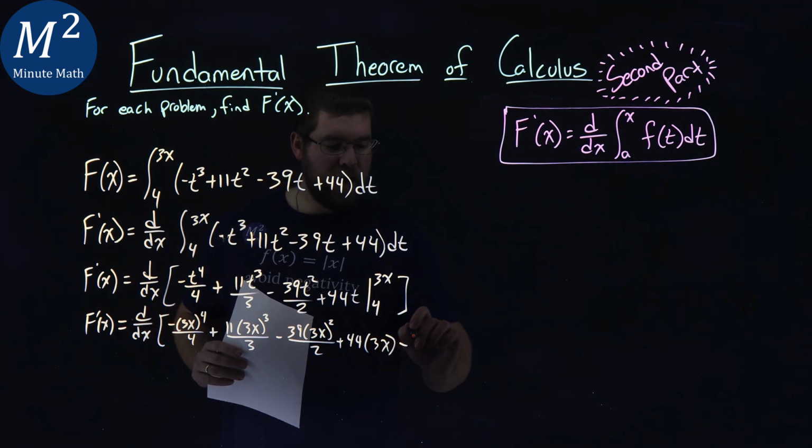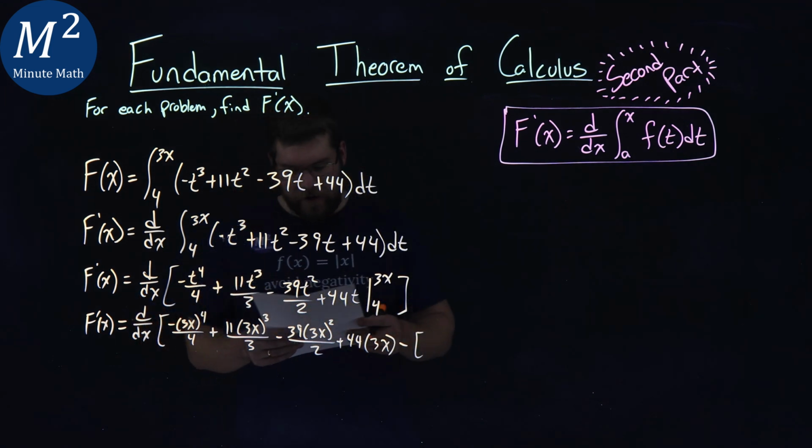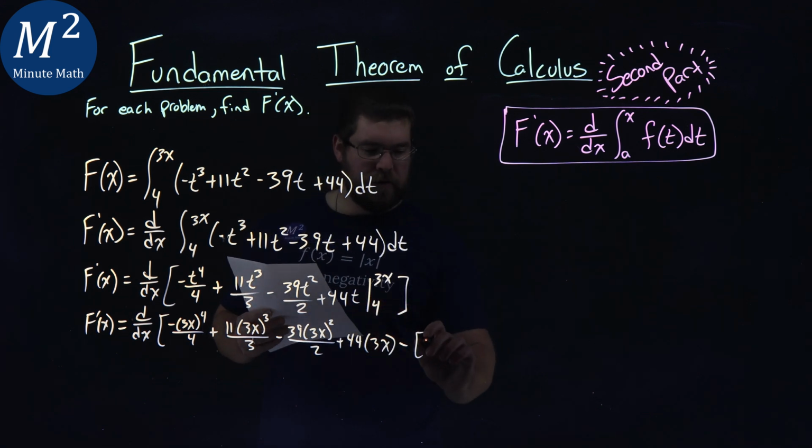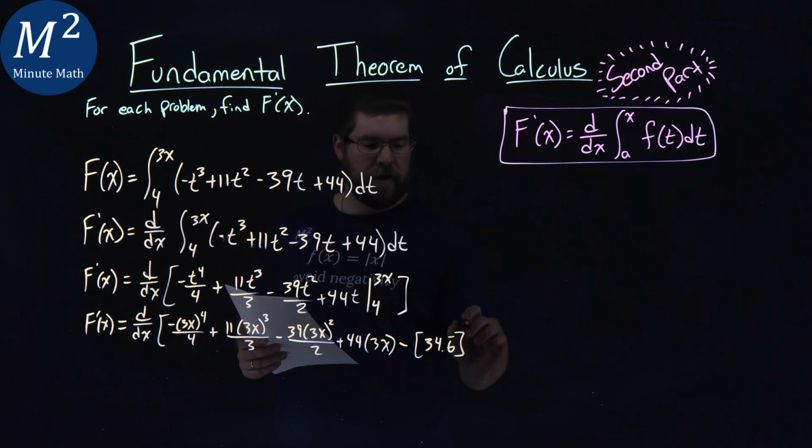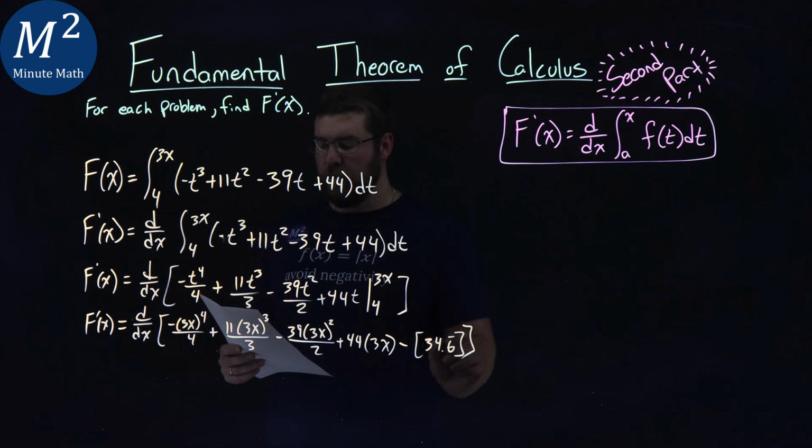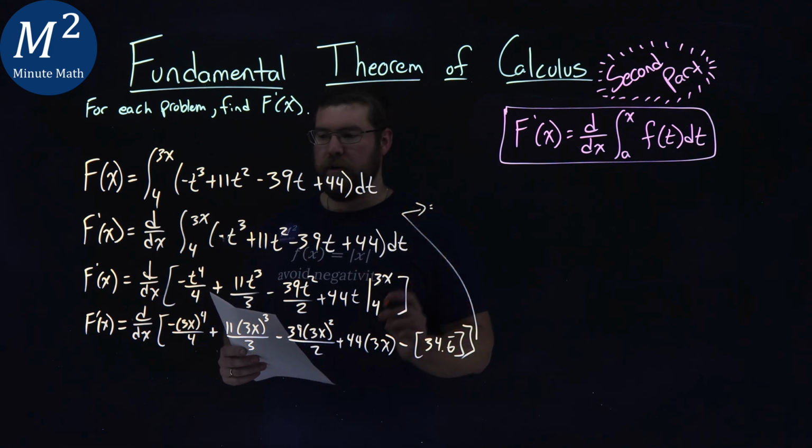We subtract that by what we get when we plug 4 into this whole thing, and I've done that for you, and it's 34.6 repeating, but it really doesn't matter because it will cancel out at the end.